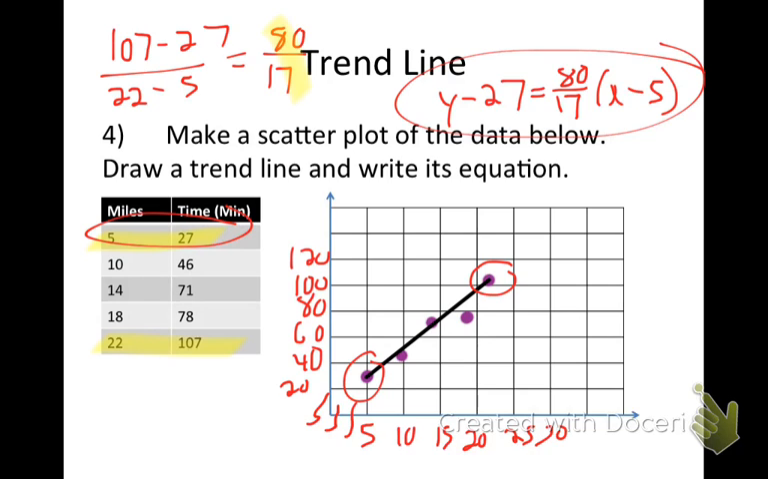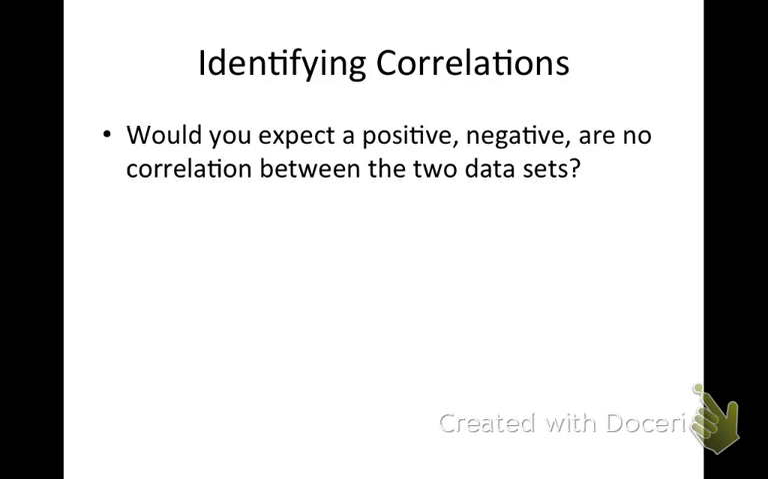So now, see how we're just taking everything? We're taking the graphing, writing the equations, finding slope, taking everything we've done, basically the last 3 or 4 sections, and now putting it together here. Last thing we're going to talk about today is identifying some correlations. So it says, would you expect a positive, negative, or no correlation between the two data sets?